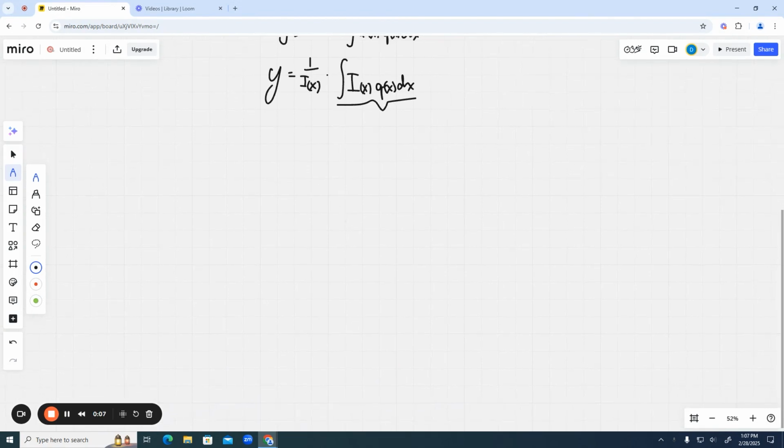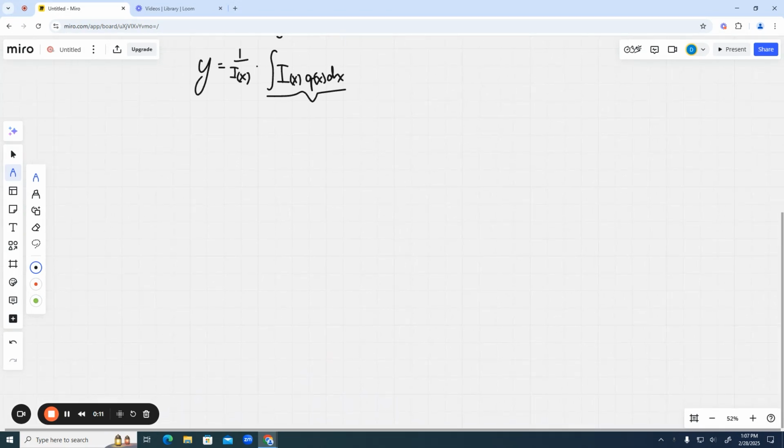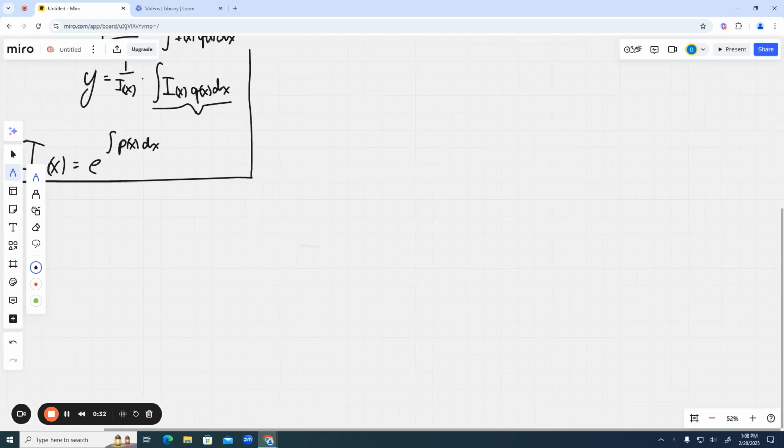Last time in my previous video, I went ahead and derived the integrating factor as I of x equal to e to the integral of p of x with respect to x. And now I'm going to work an example problem using this method. So write that off to the side.